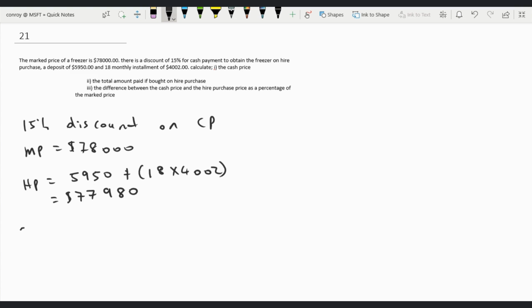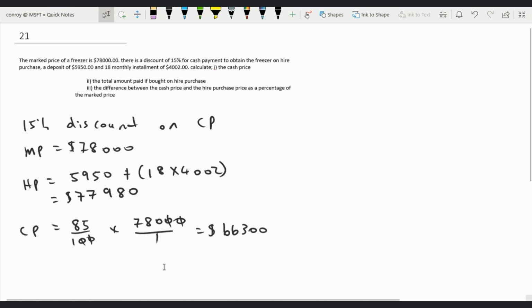We know that cash price is equal to 15% discount. We're going to work that 85 over 100 times 78,000. And if we're paying by cash, we will pay $63,300.